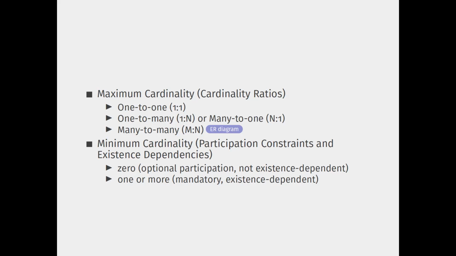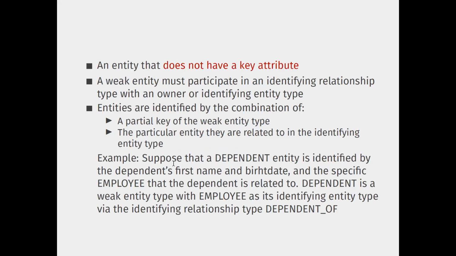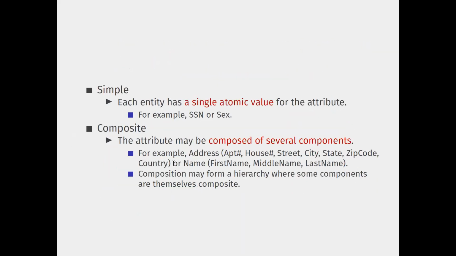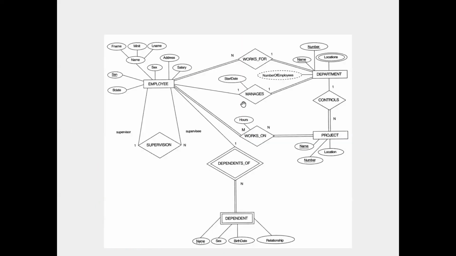The second one is minimum cardinality. We will say whether the relation is total or partial. I will go back here and explain what it means. For example, let's say we have the employee and department relation, works for. It's a one-to-many relation. A department can have many employees, but an employee can work for one department.